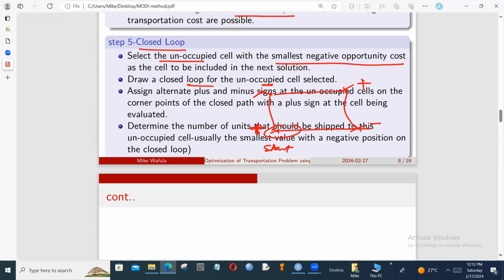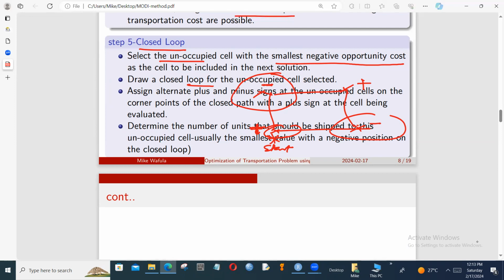And then once we have done that, we now determine the number of units that should be shipped to that starting cell, because it was unoccupied and we want to assign it. For our interest, we shall only be checking the corners marked with a minus sign and see which one has the lowest amount of units assigned to it. That lowest amount will be the amount that we ship to this cell, allocated at the starting point. And then we do the readjustment of the entire transportation design.